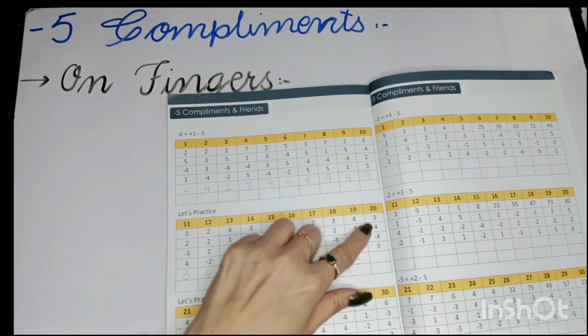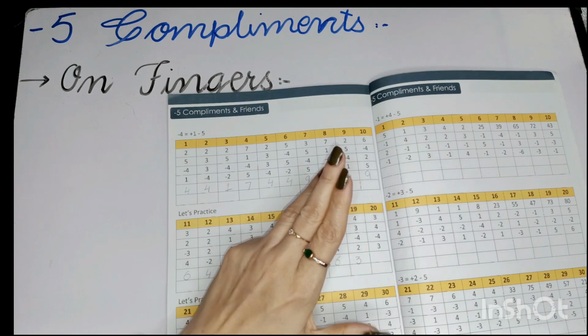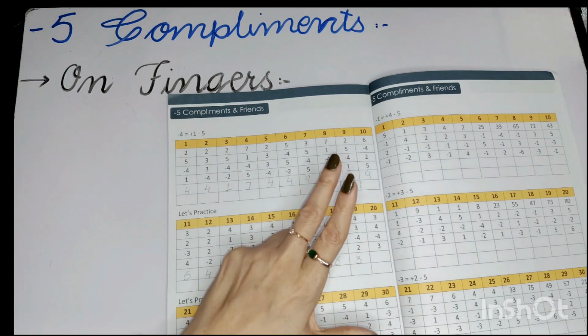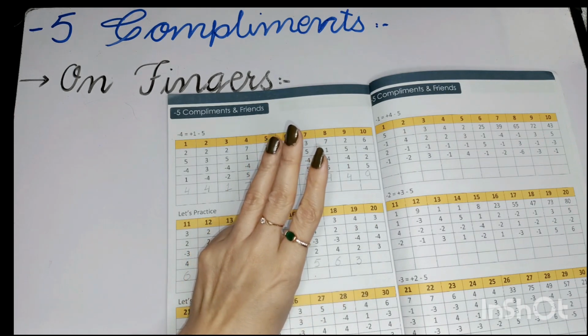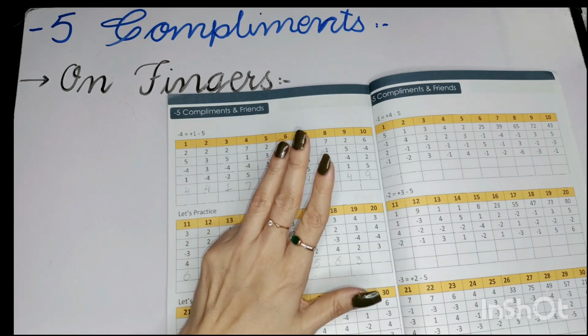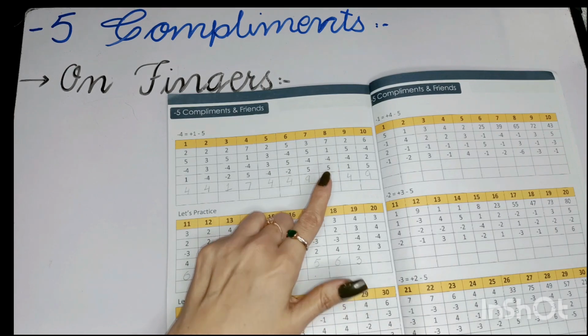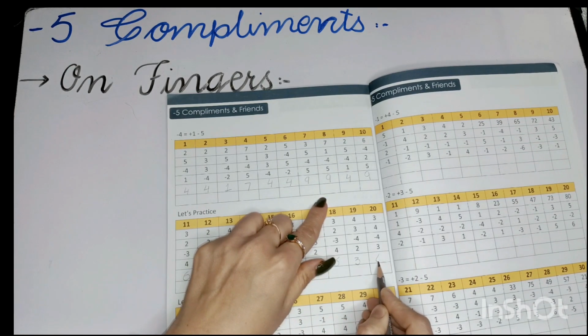Last question is plus 3 plus 4 plus 5 minus 1. Then minus 4 plus 1 minus 5. Then plus 3 plus 5 minus 2. So we got the answer 6.